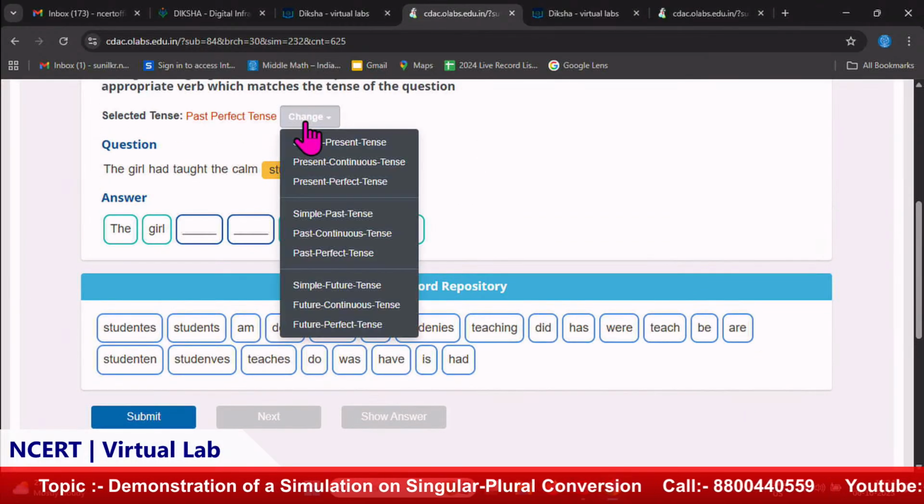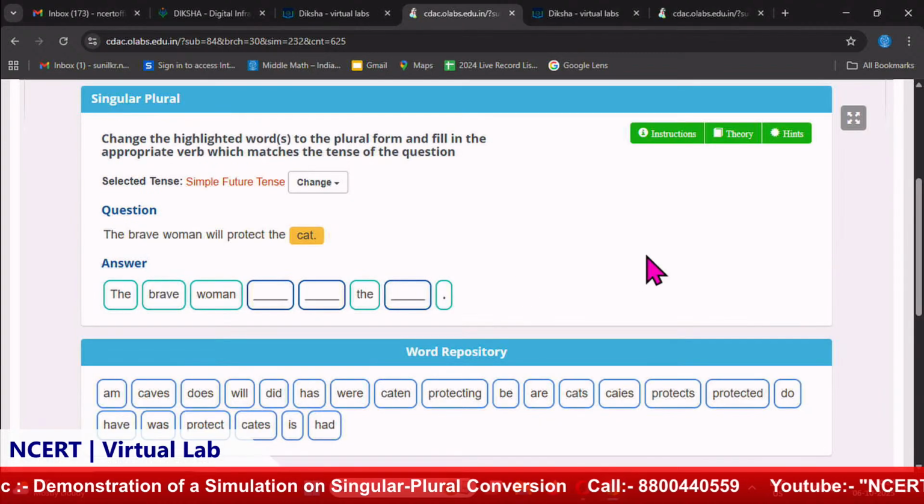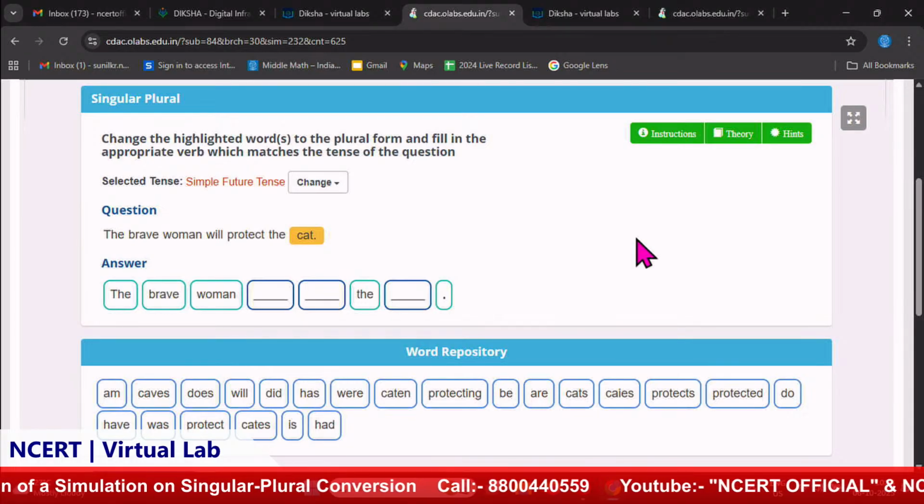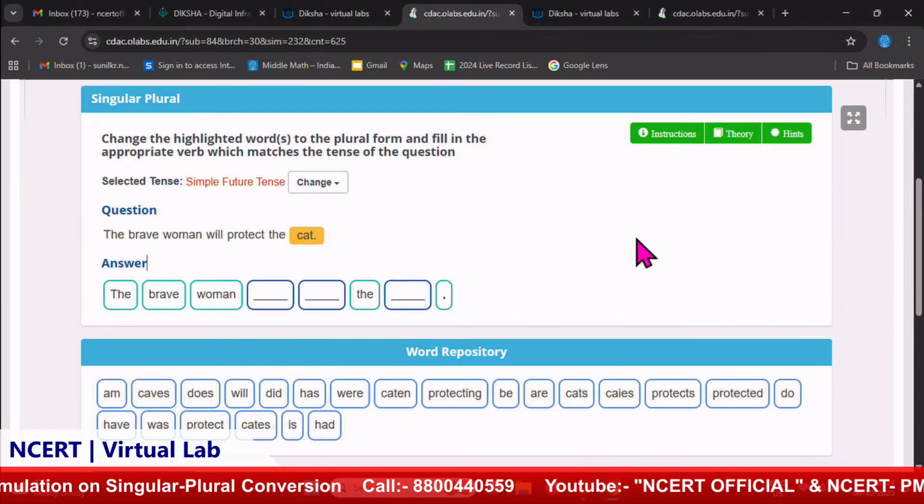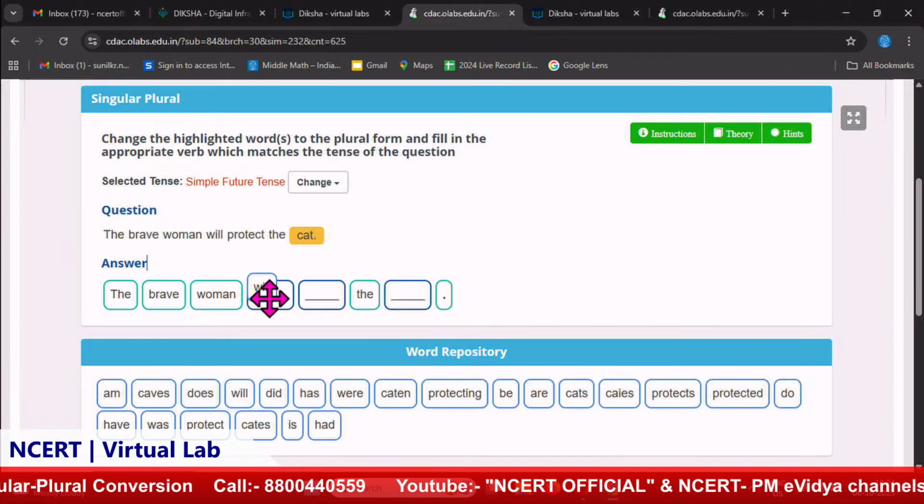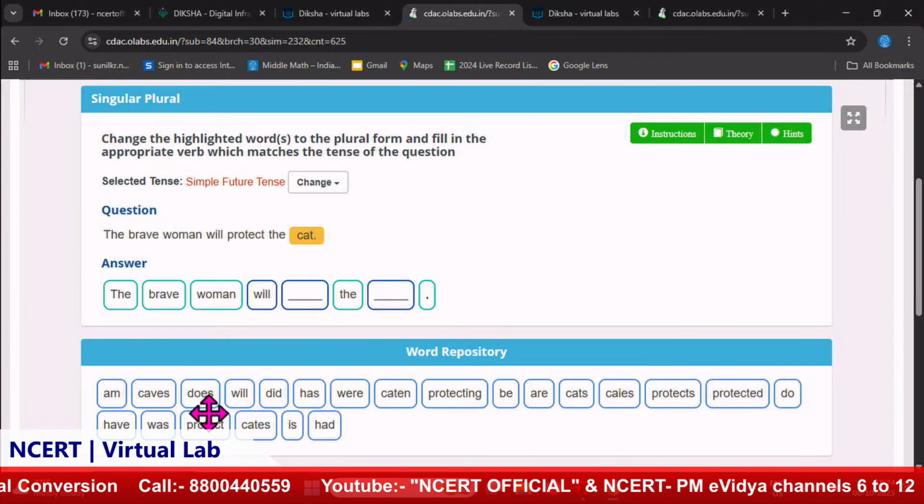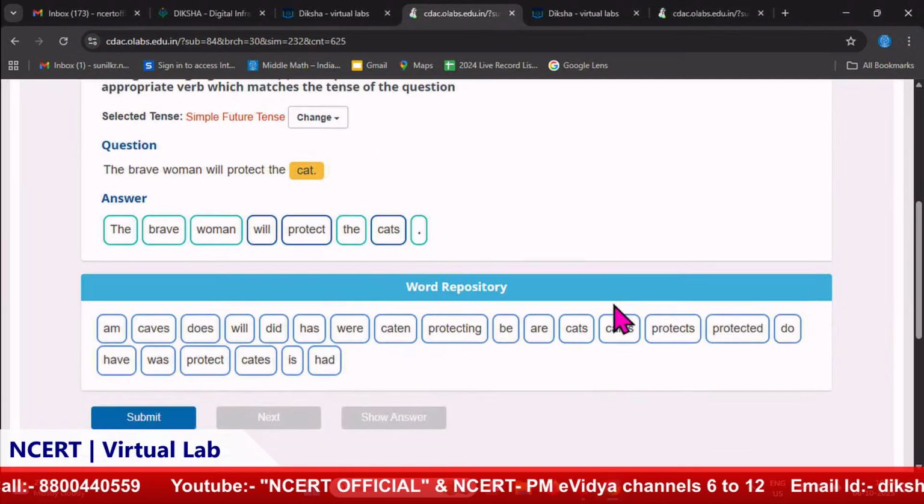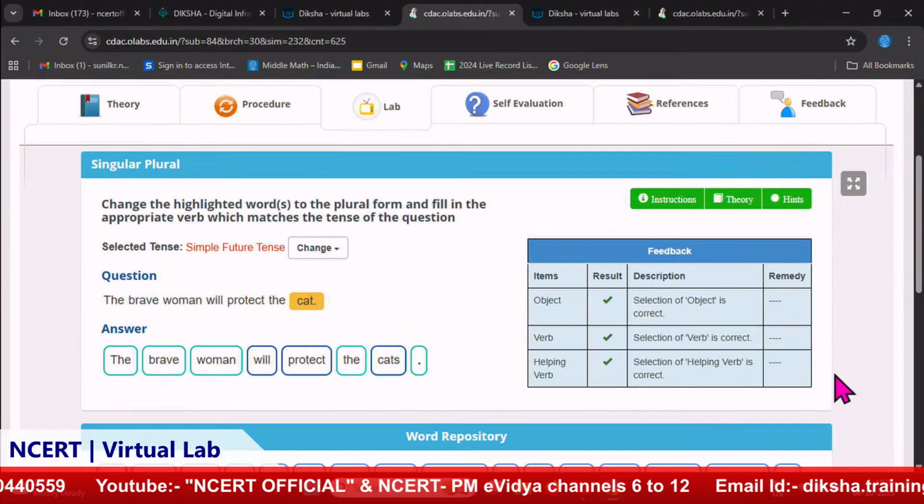Now, let us see some other tense. Let us see simple future tense. The brave woman will protect the cats. Great, wonderful.